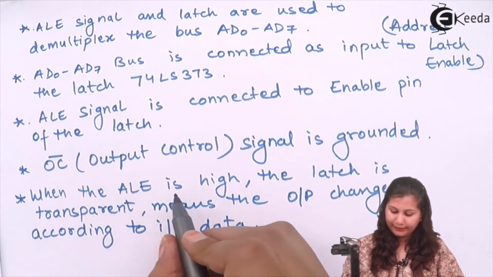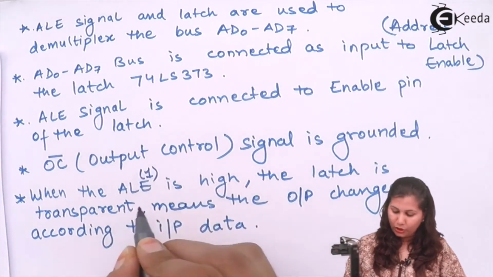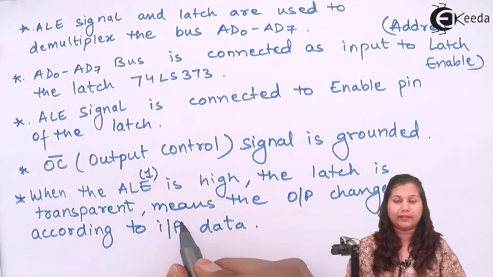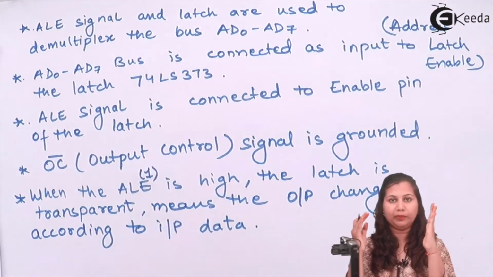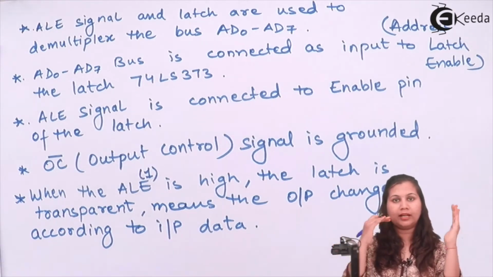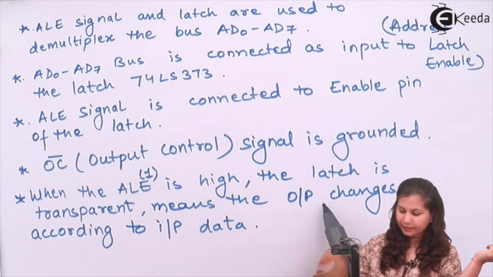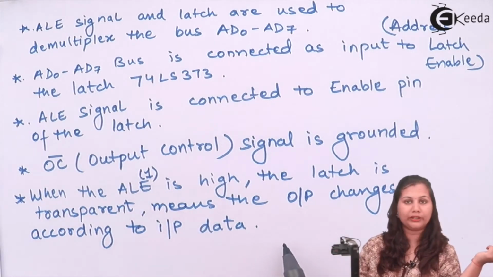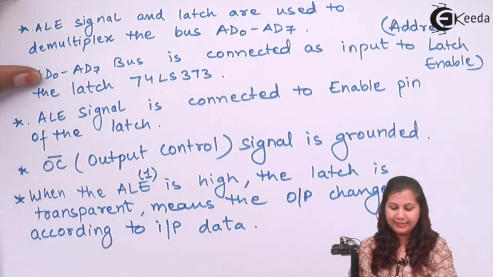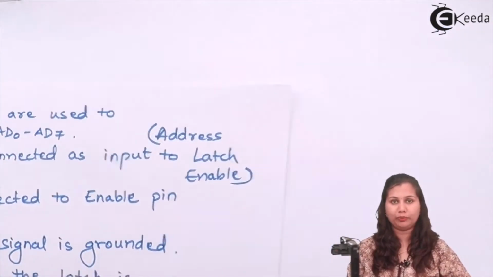Now when the ALE is high, it means its value is 1. So the latch is transparent. Transparent means whatever input is given to it, it will be its output. So the output is changing according to the input. Let's take an example so that you can clearly understand how the output is changing.